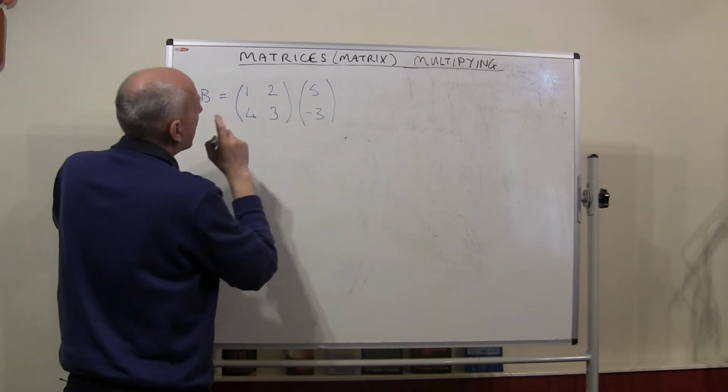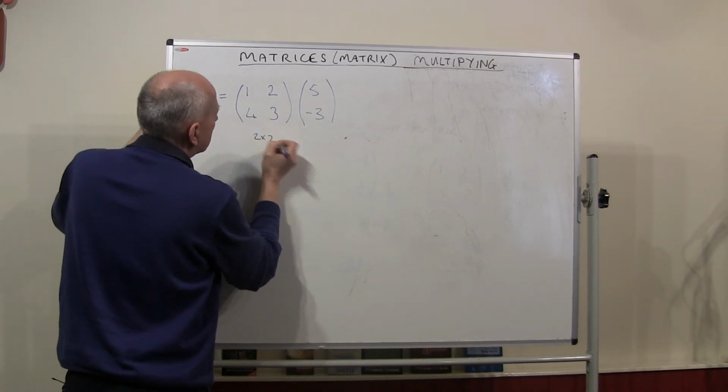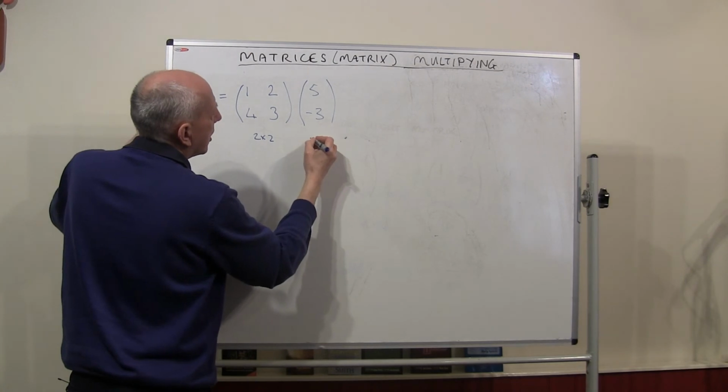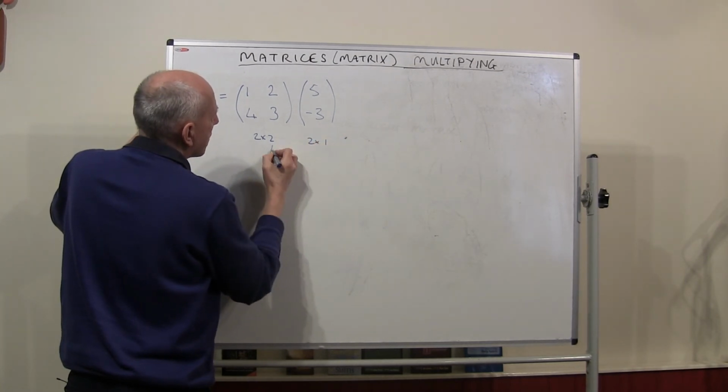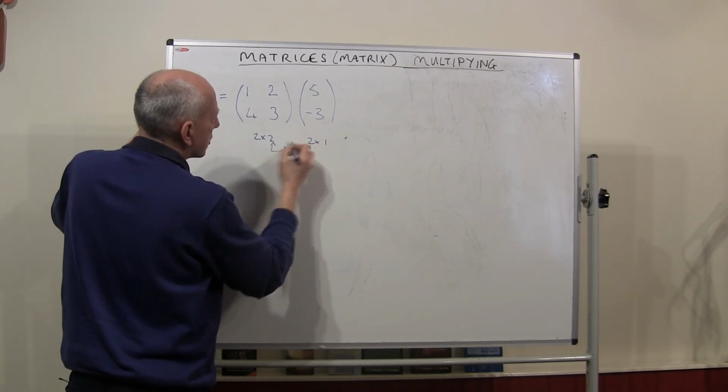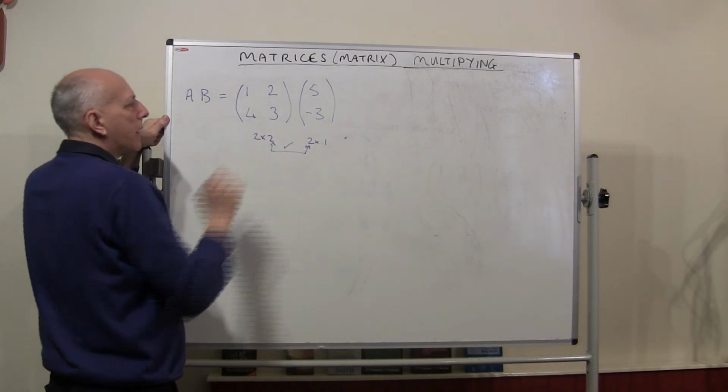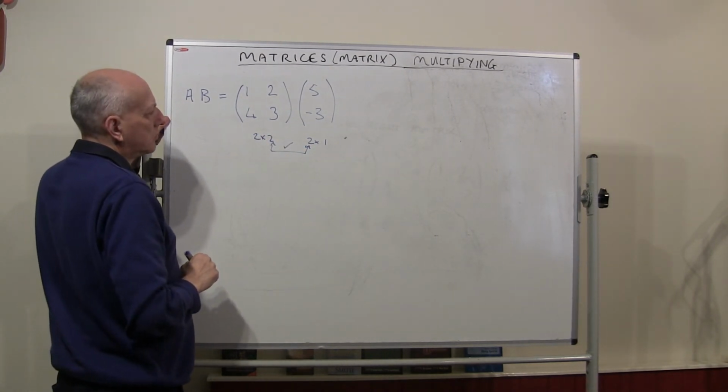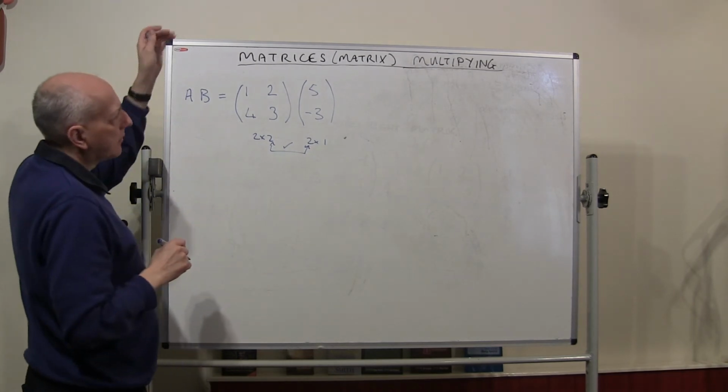So let's have a look. We've got here 2 times 2, and here we've got 2 times 1. So these agree, so that's good. And then we're going to get a 2 by 1, so that'll be a column. 2 by 1. Okay, let's have a look.